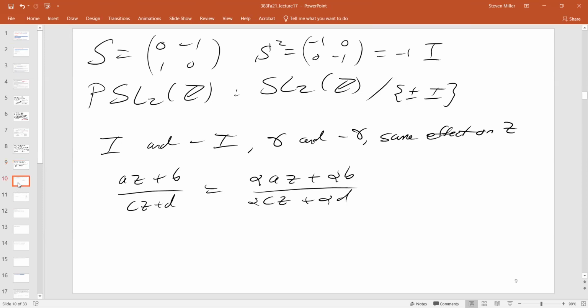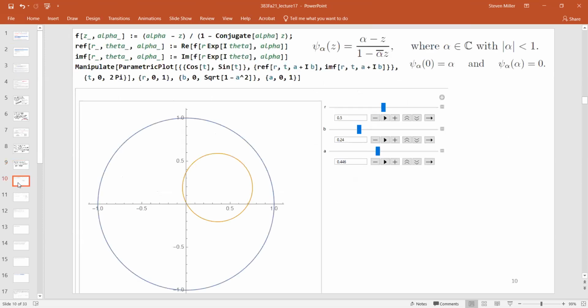Okay, what I want to do now is talk a little bit about a very special map. So C of alpha, acting on Z, is defined as alpha minus Z over 1 minus alpha bar Z, where alpha is any complex number with modulus strictly less than 1. So the question is, is this a good map?